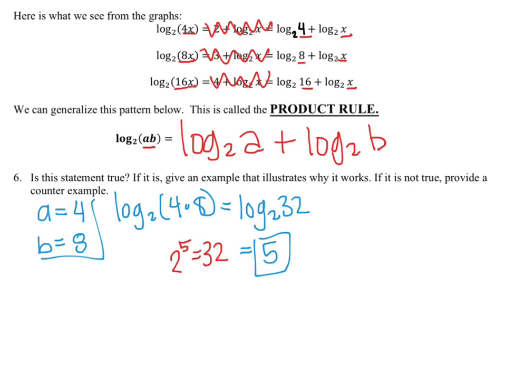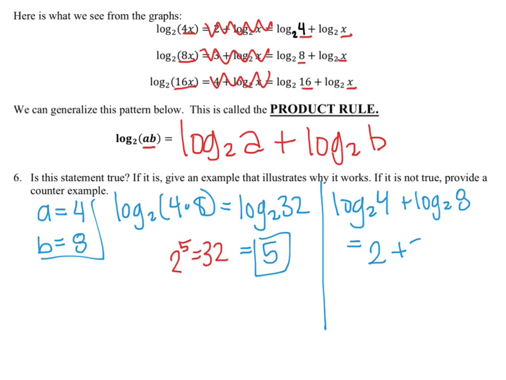Let's look now and see, well, what is log base 2 of 4 plus log base 2 of 8 equal to? Well, I know 2 squared is equal to 4. 2 to the 3 is equal to 8. So log base 2 of 8 is equal to 3. And so log base 2 of 4 plus log base 2 of 8 is equal to 5, which is what we wanted. So we've shown that at least for this example it's true, and I'm going to tell you this will work no matter what numbers you plug in for a and b.